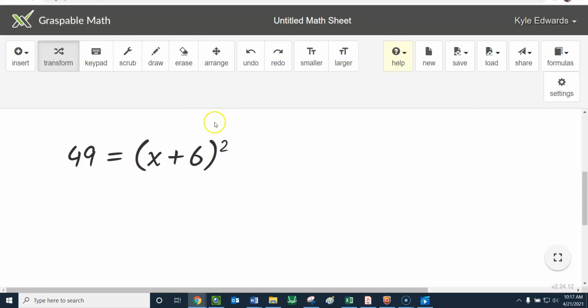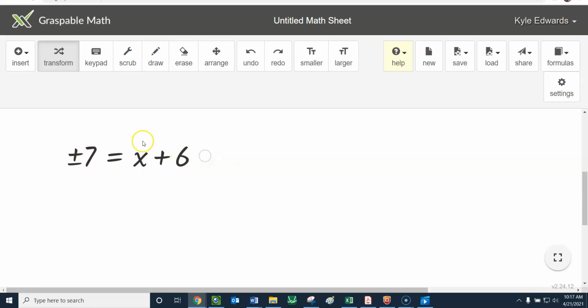Awesome. Next, I have the exponent. We need to undo the squared. What's the opposite of taking a squared? That's a square root. If I take the squared to the other side, it becomes a square root symbol with a plus or minus symbol in front of it. Got to have this little plus or minus symbol in front of it, or you're only going to get one answer, and we know there's two. What is the square root of 49? 7. So now we have plus or minus 7.